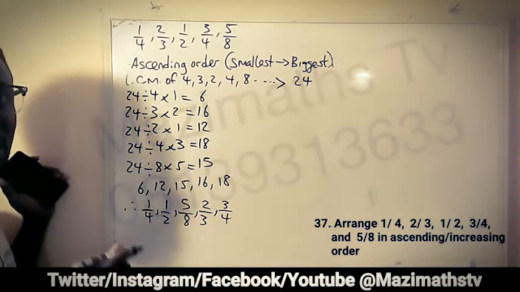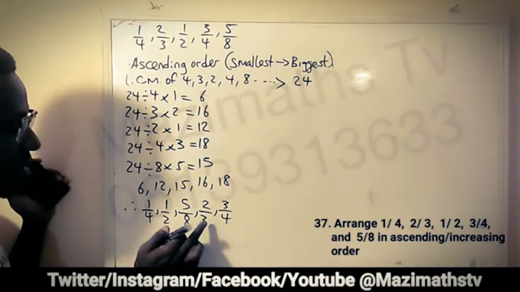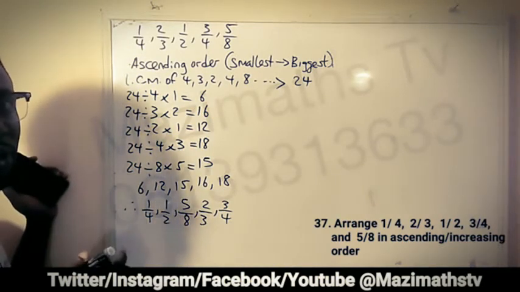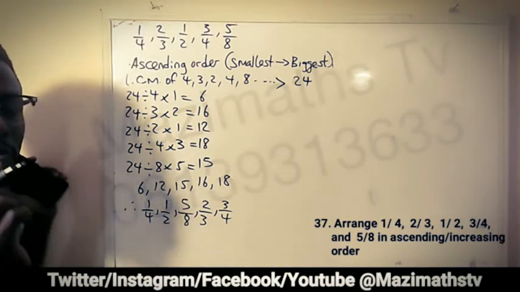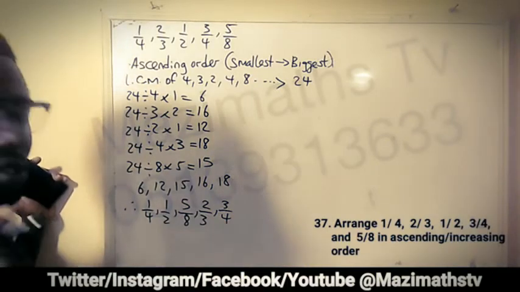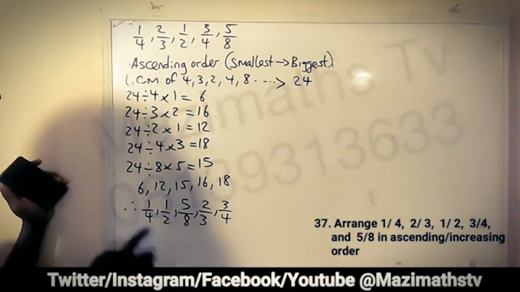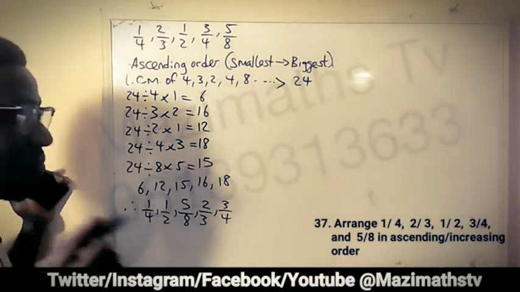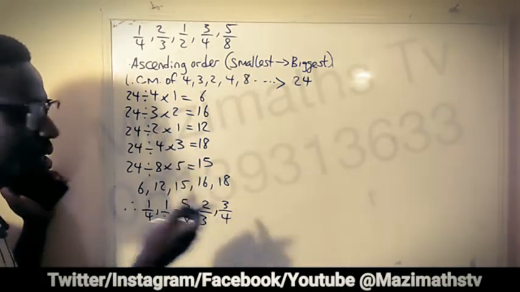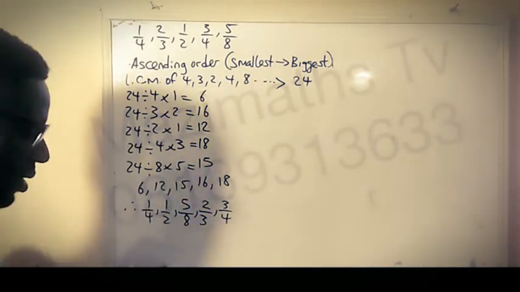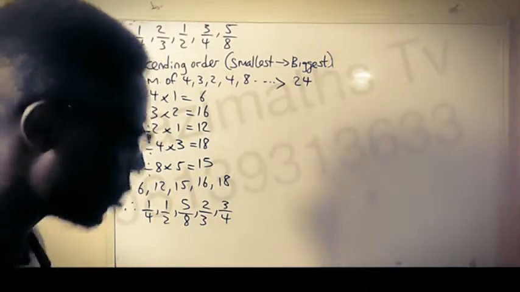If I have to arrange in descending order, that means this one will come first, second, third, fourth, and fifth. If you are only asked to say which of the fractions is the smallest, that is 1 over 4. If you are asked to say which of the fractions is the biggest, that is 3 over 4. Okay? So that is that about that. Now on to the next question.